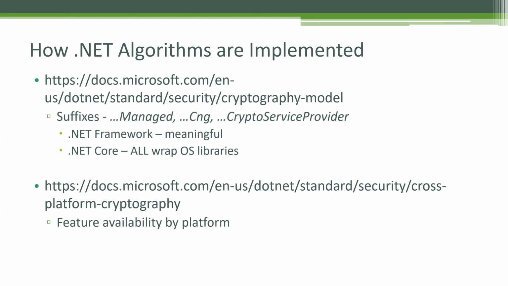It turns out in .NET Core, all of these wrap the OS libraries. .NET Core is obviously running on Windows, Mac, and Linux, so CNG and CryptoServiceProvider wouldn't even exist in a non-Windows environment. So they took all of those and wrapped them around the OS libraries. I'll show you later. I have just dropped use of the suffixes for the most part, but I wanted you to know, if you're looking at someone else's code, what that means.